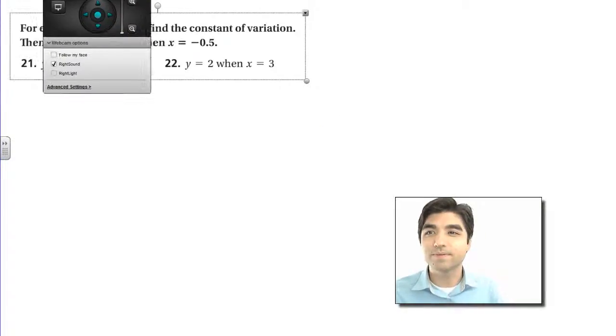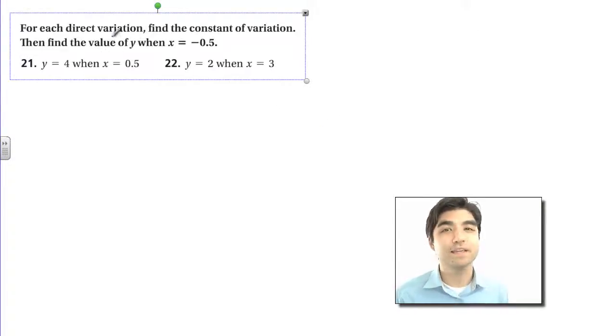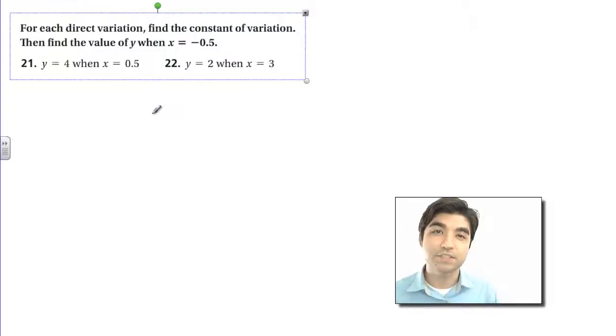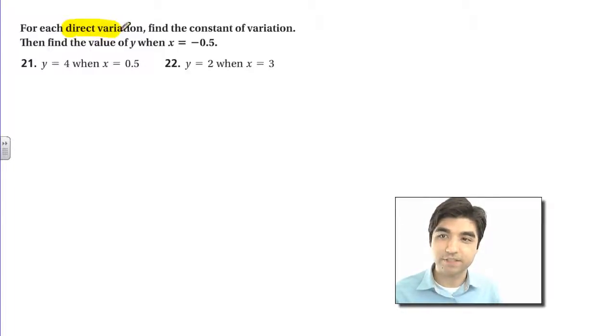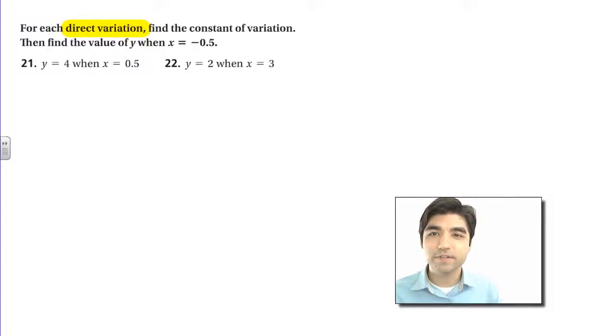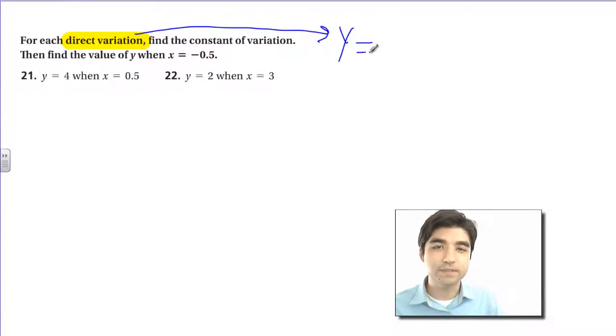Okay, so we're on problems 21 and 22 on the chapter 2 practice test. On this one, it has a very key word in the instructions: direct variation. Anytime you see that, you need to think of this equation, y equals a times x. That is what the equation of direct variation looks like.